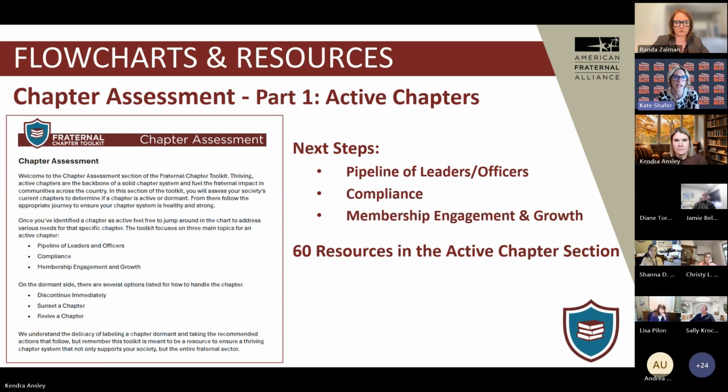So on the active side, we identified 3 main areas to work through the flow chart. You have creating your pipeline of leaders and officers; compliance, which encompasses, I think, 8 or 9 different subsections; and then fraternal membership, engagement, and growth. So just in the active side of this toolkit, we have about 60 resources to walk you through those different sections. And one quick note is these resources are meant to be guides for you.